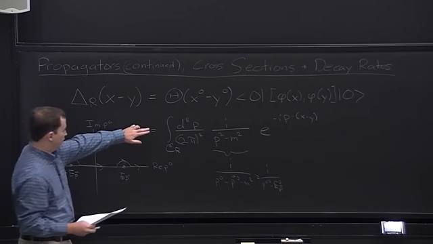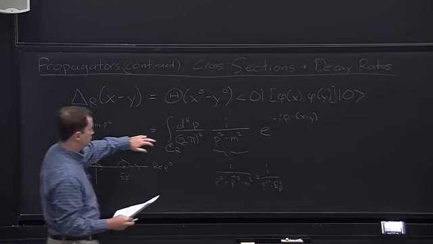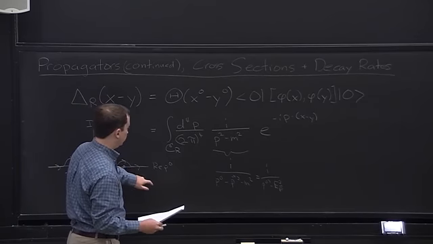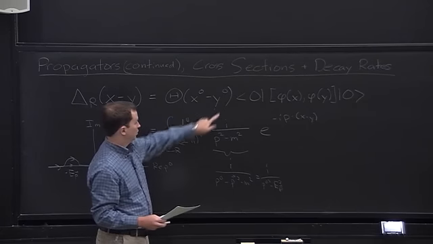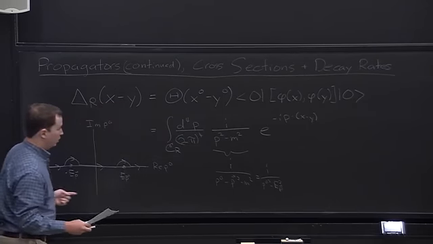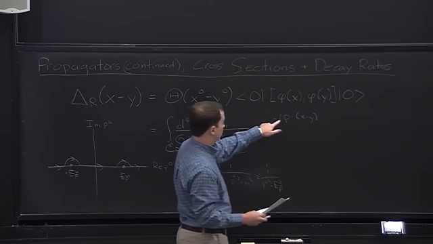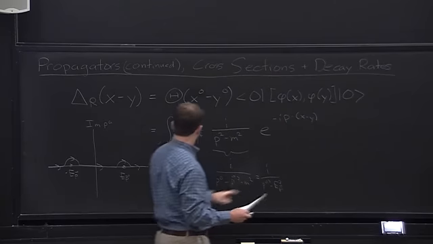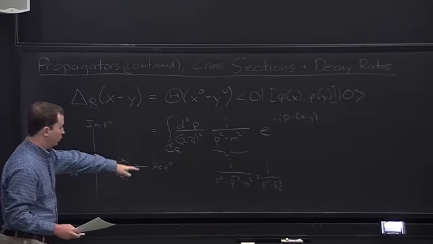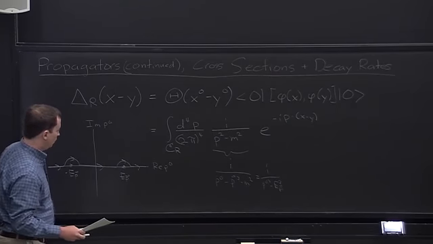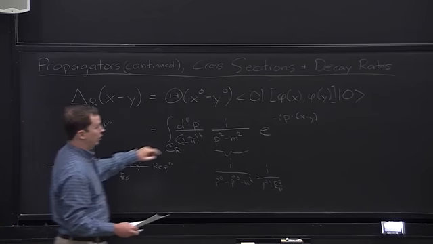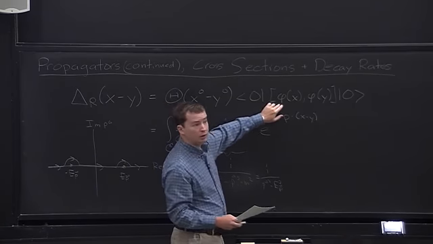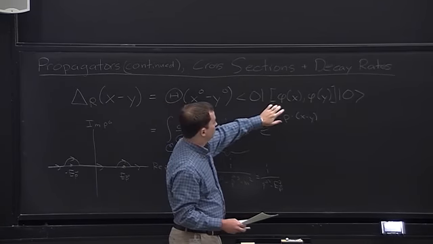And the way we derived this was we said that if x0 is greater than y0, then because of the minus i here, we should close the contour in the lower half plane. And we'll get contributions from both of these poles. And we related that back to our expression for this commutator.